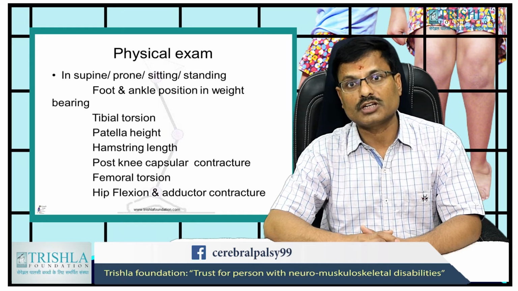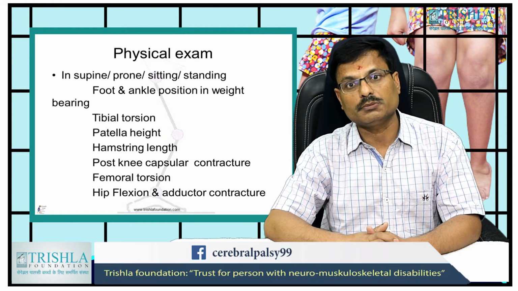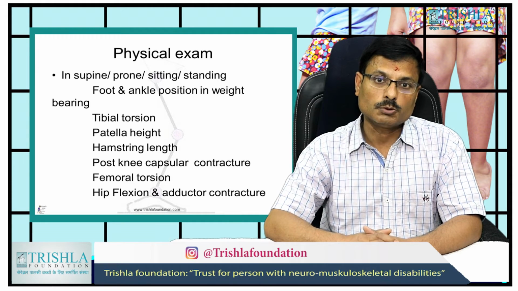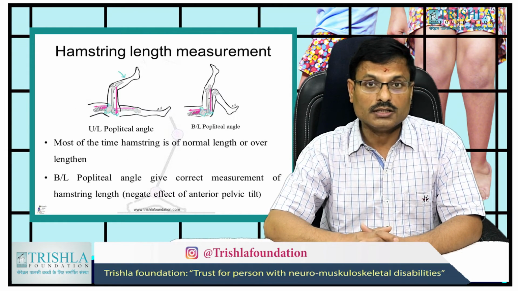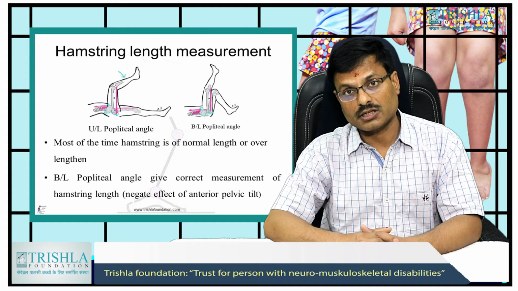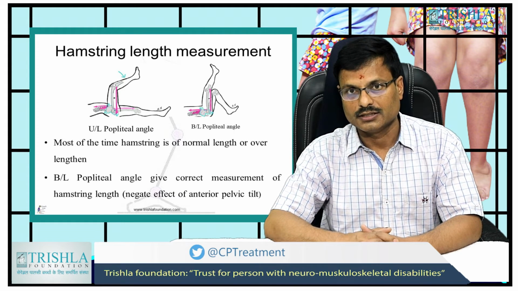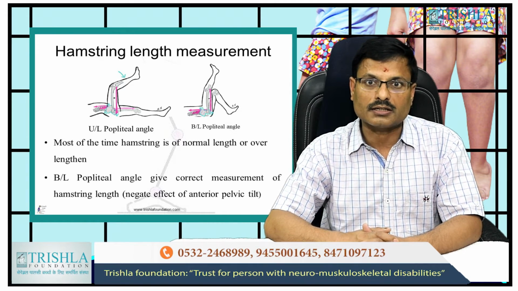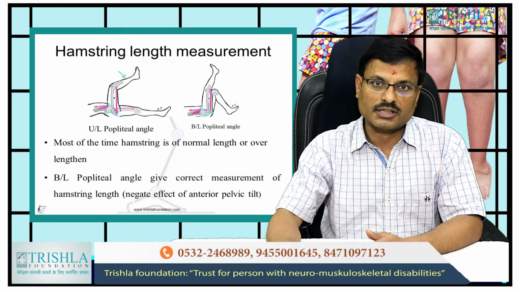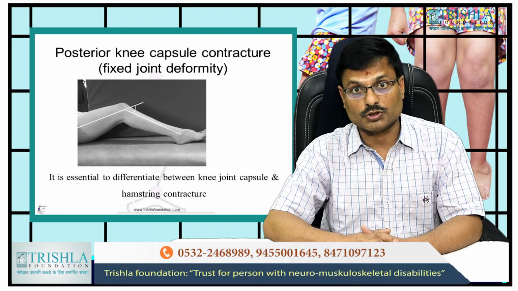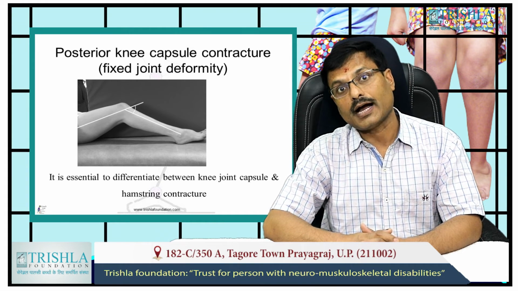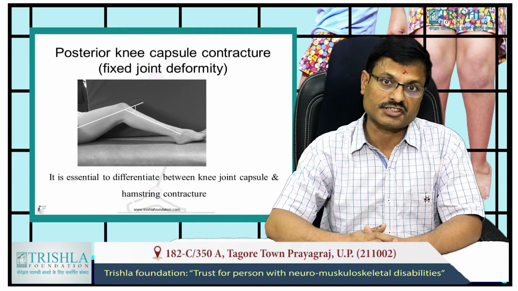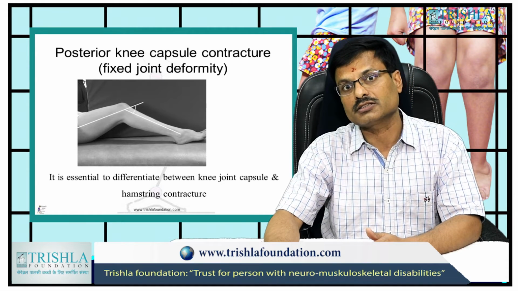In the physical examination, we have to check from the foot and ankle joint to tibial torsion, the knee joint, patella height, hamstring length, posterior knee capsule contracture, femoral torsion and the hip joint also. Hamstring means the muscle which is found behind the thigh. Sometimes it is contracted and shortened, but it can be checked better by the bilateral popliteal angle for the orthopedic surgeon. And we have to check this flexion deformity during the walk. It happens due to hamstring contracture or posterior knee capsule contracture because of persistence for a long duration. That can be checked when the child is lying down.